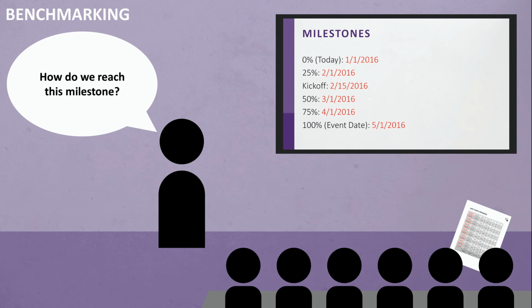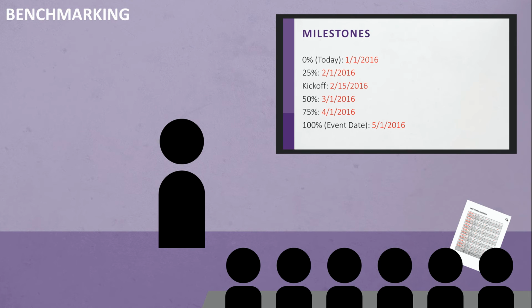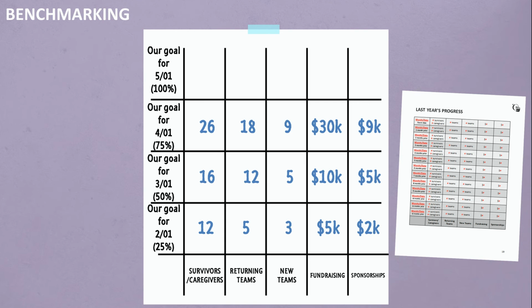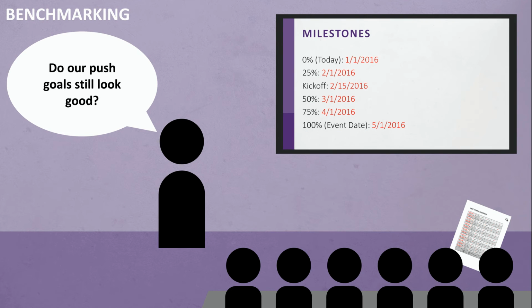Ask, how do we reach this milestone? Again, have the group create an action plan for steps they will take to reach their goal. Finally is that 100% milestone, the event date. If the group has not come up with push goals yet, write the internal goals for each category at the 100% line. And ask, now that we have benchmarked our goals, do our push goals still look good?